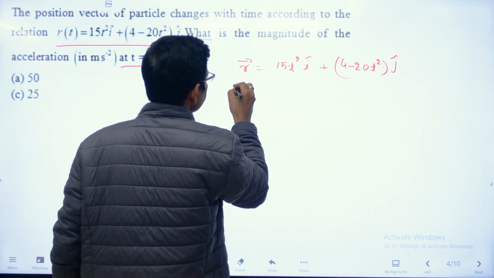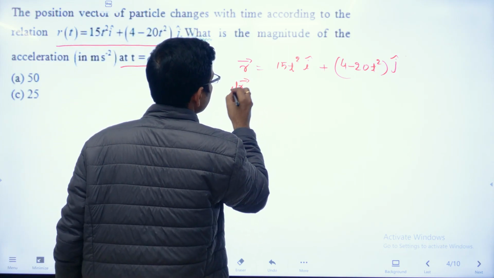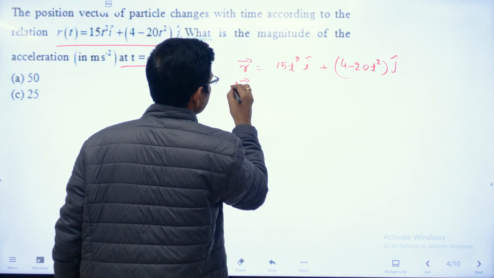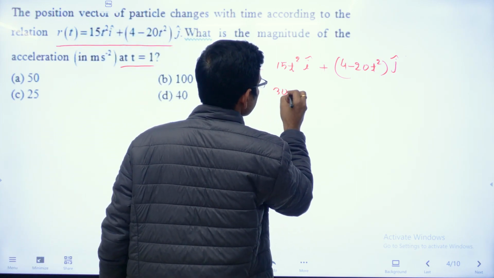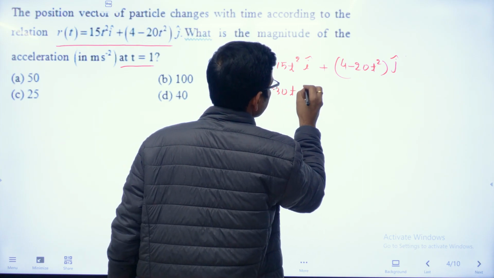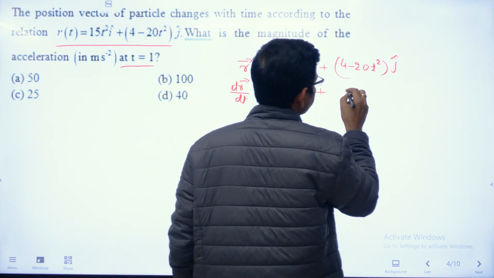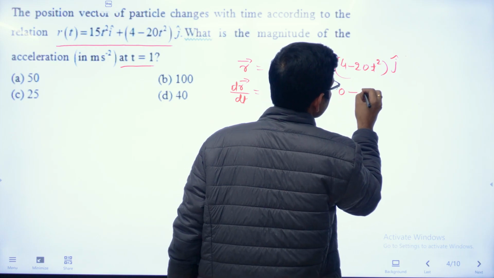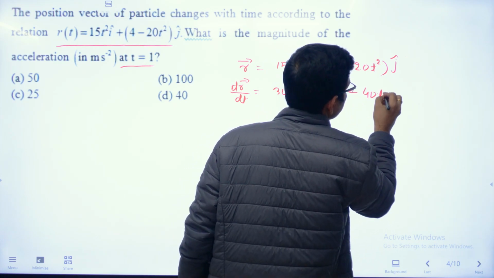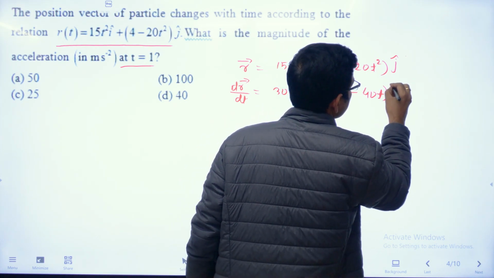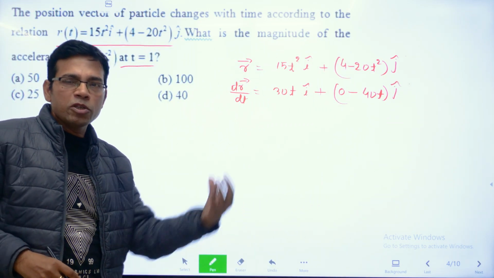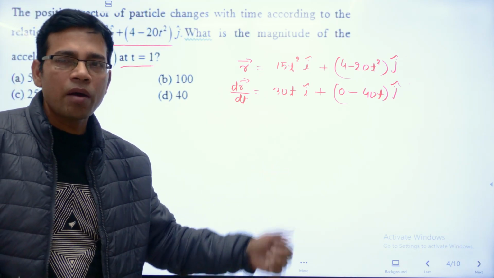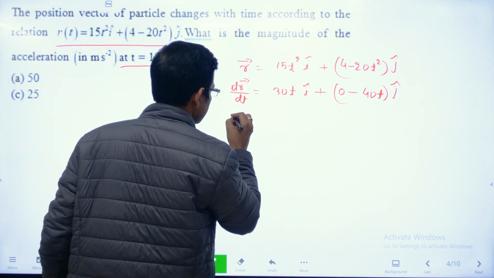Now what is dr by dt? So dr by dt is 30 t i plus 0 minus 40 t j. तो ये तो हमारी वेलोसिटी निकल गई. अब इसको एक बार और डिफरेंशिएट करेंगे, आपकी एक्सेलरेशन निकल जाएगी.